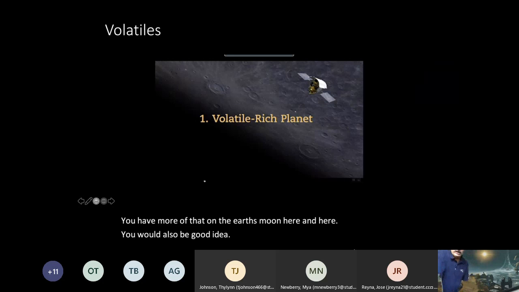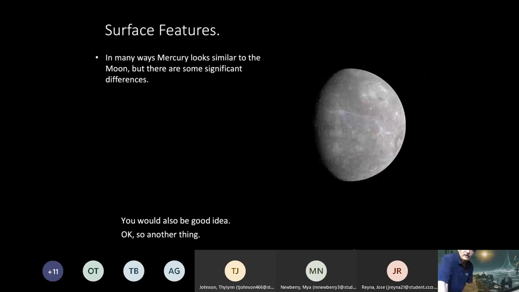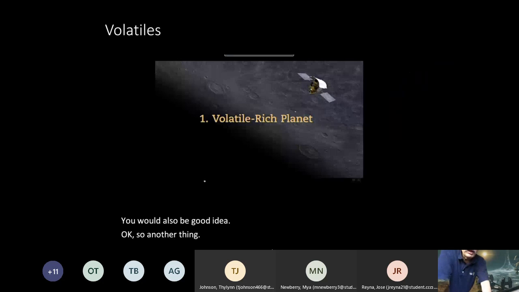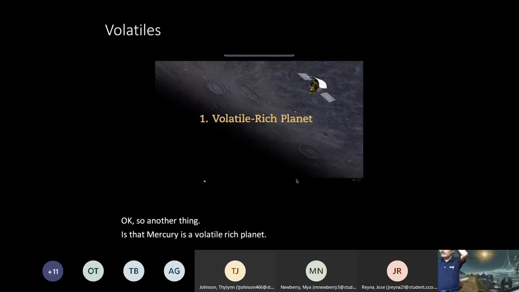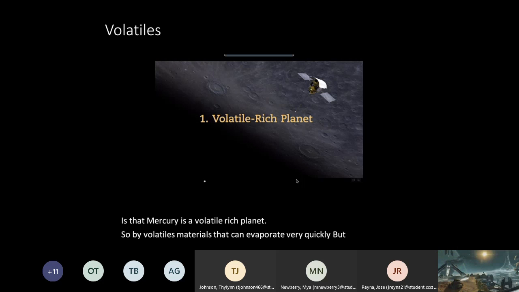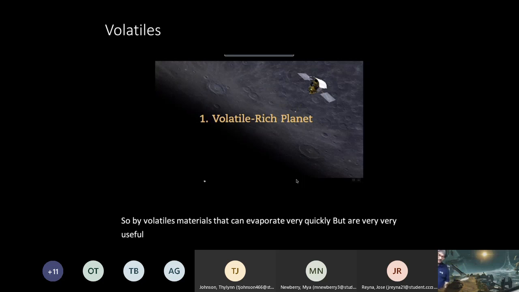Okay, so another thing is that Mercury is a volatile-rich planet. By volatiles, I mean materials that can evaporate very quickly, but are very, very useful for planet building and so on and so forth.